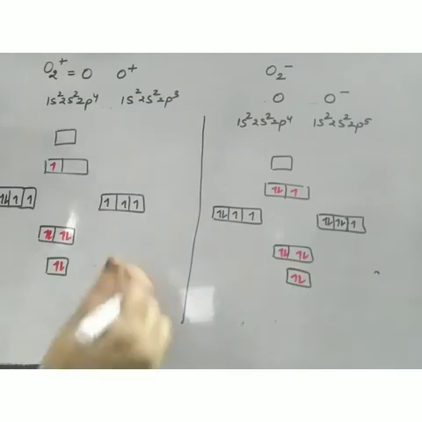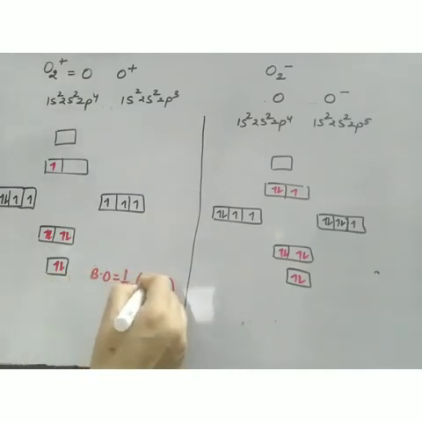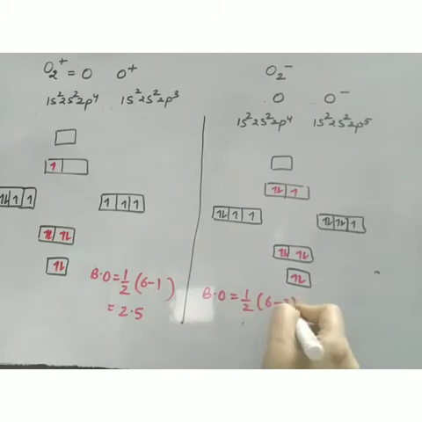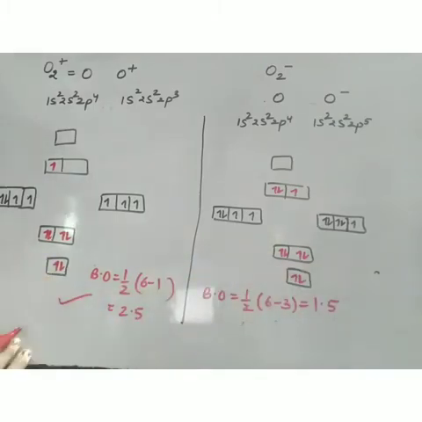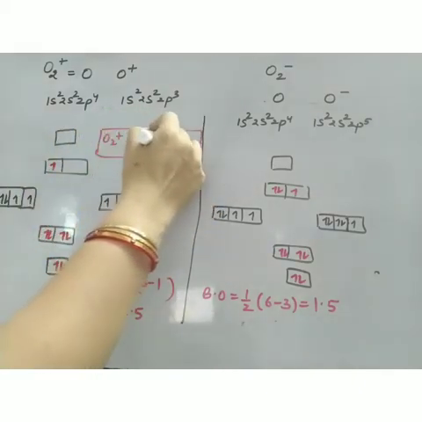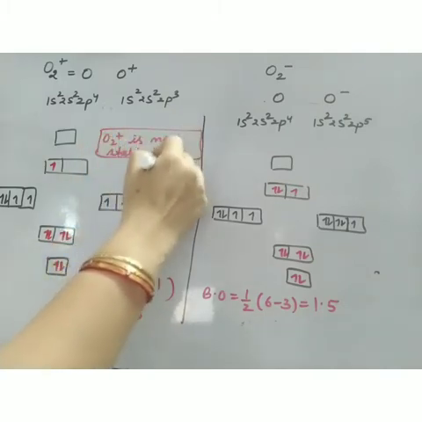Okay, now calculate the bond order. Half into 6 minus 1, that is 2.5, and here the bond order is half into 6 minus 3, that is 1.5. Now which has the greater bond order? This one. It means O2 plus, I can write here, O2 plus is more stable than O2 minus.